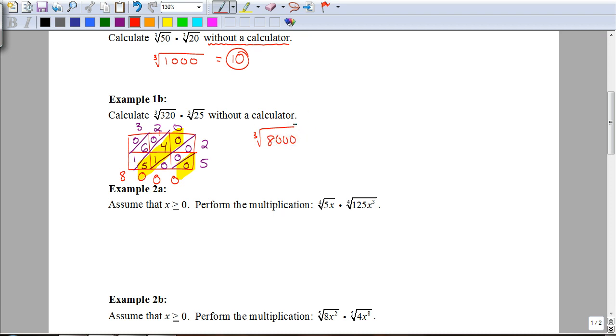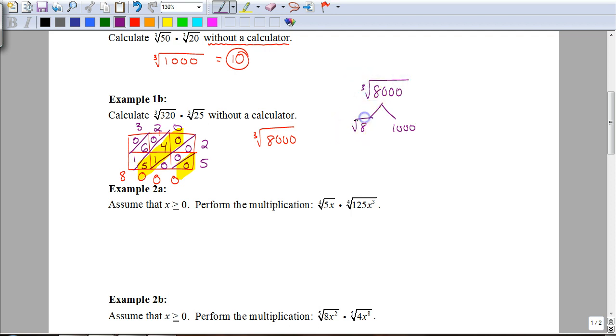So the cube root of 8,000 is what I want to simplify. Now, one way to do this is by doing a factor tree. Now remember, this is the cube root, so I want to figure out what times itself 3 times gives me 8,000. Well, when I do this tree, I know that 8 times 1,000 would give me 8,000.